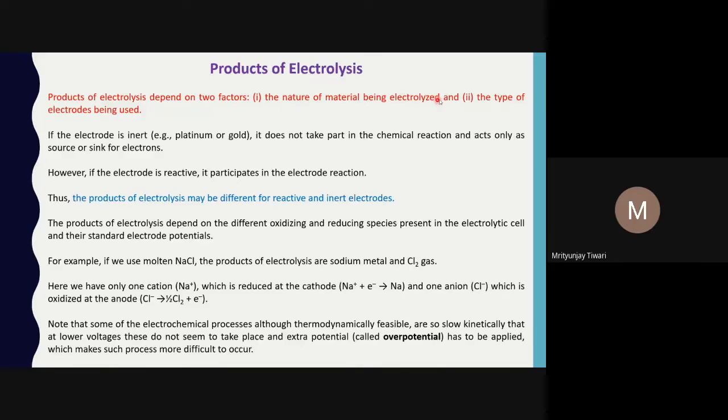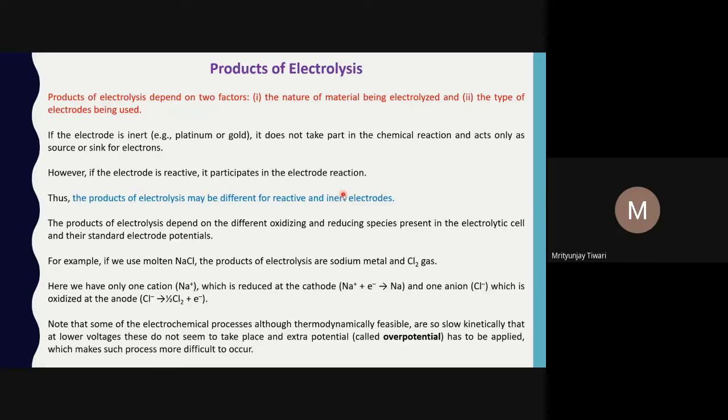So the first factor is the nature of the material being electrolyzed, and the second thing is the type of electrodes being used. Type of electrodes being used means what? Whether the electrode is an inert electrode. Inert electrodes do not take part in chemical reactions. Only whatever electrolyte or mixture we use will take part in the reaction. Or if the electrode is not neutral, it is an active electrode, then what will happen? The electrode will also take part in the chemical reaction.